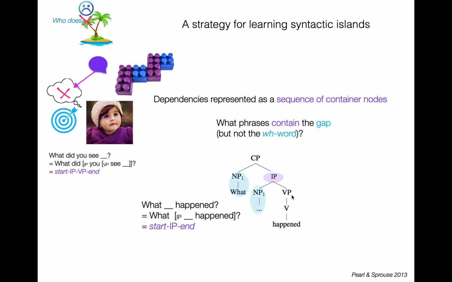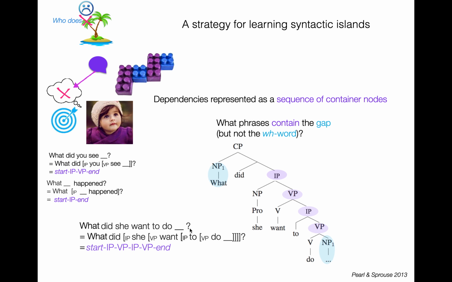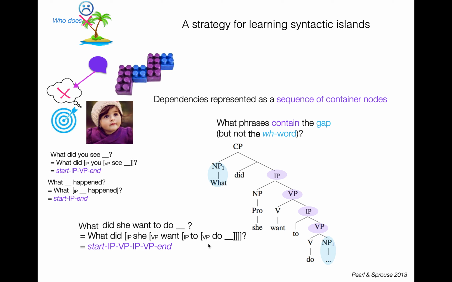So here's what a matrix clause subject dependency looks like. It's just the IP node, so start, IP, end, right, for something like what happened. For longer ones, like what did she want to do, where you have an embedded non-finite clause, this is IPVP, IPVP. And so again, you have this sequence: start, IPVP, IPVP, end, for something like what did she want to do.